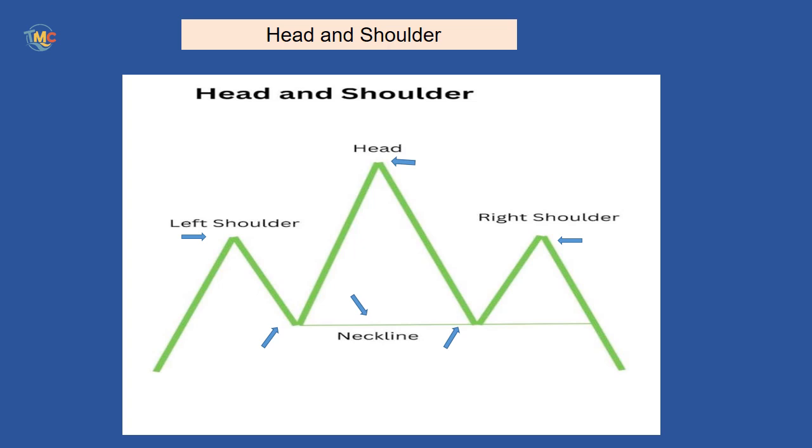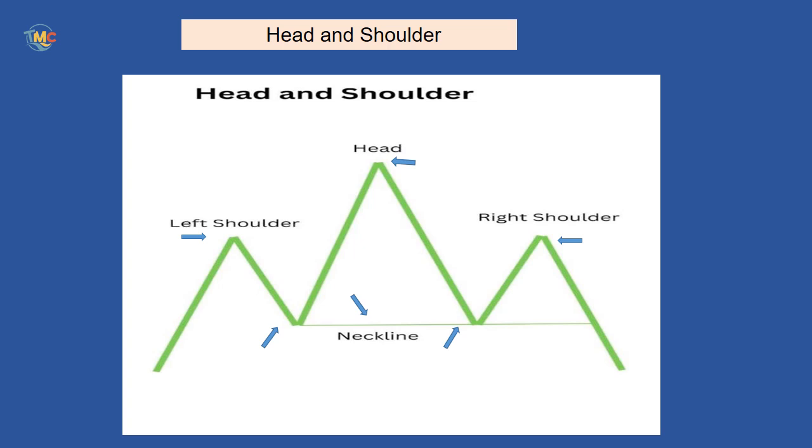The psychological factors. The pattern represents a gradual shift in market psychology. During the left shoulder formation, market sentiment is bullish, as buyers confidently push prices upward. The head represents peak optimism and the strongest buying pressure. However, when prices retreat from the head, it indicates that buying enthusiasm is waning.